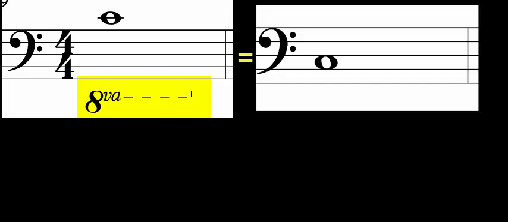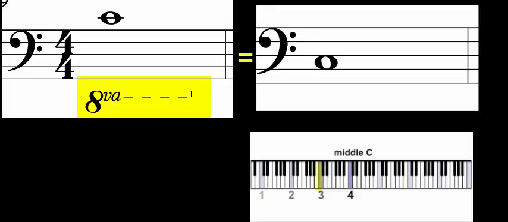Similarly, if the octave sign is below the staff, such as this, it would mean that it's not that note, but 8 notes below, the other C. We could see this on the keyboard. That particular C would be then C3.